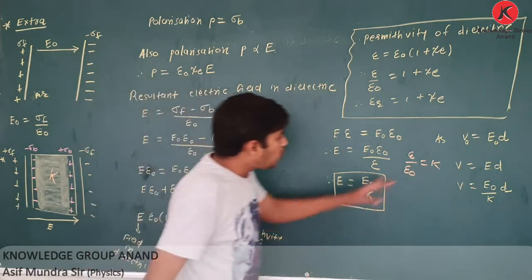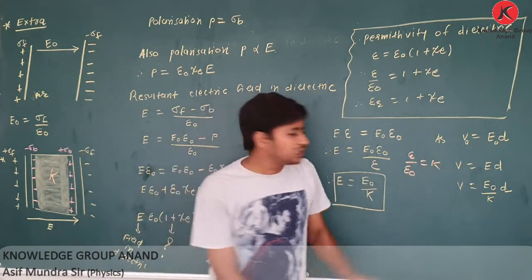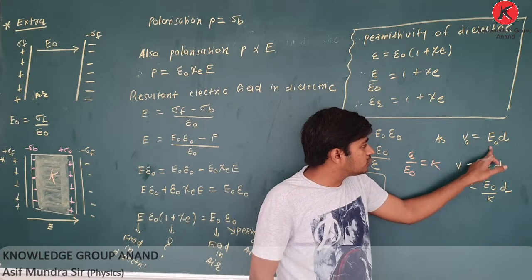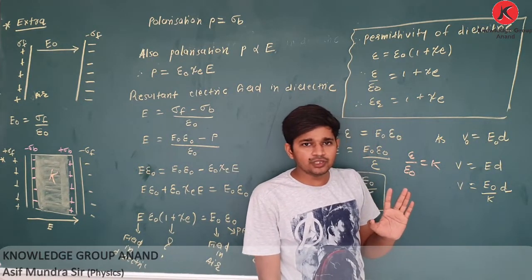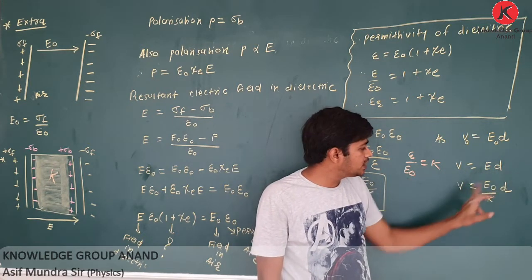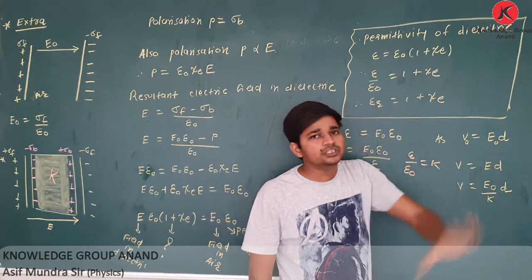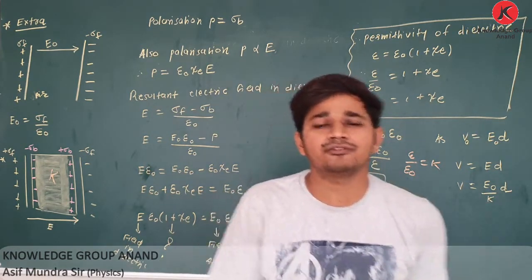And also, what is the relation for potential difference? In this first case, the potential difference between the two plates, V0, is equal to E0 D. Then in the medium, V is equal to E D. V is equal to E0 upon K into D. It is about potential difference.